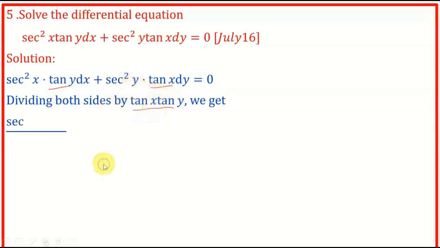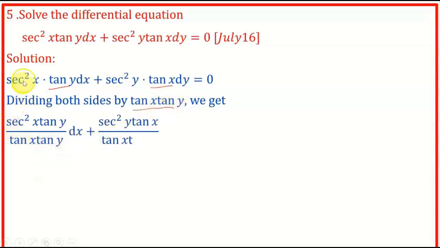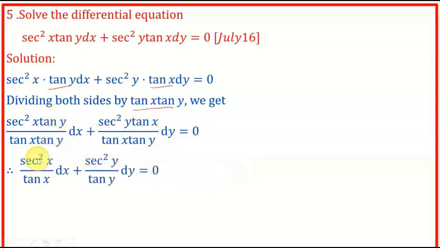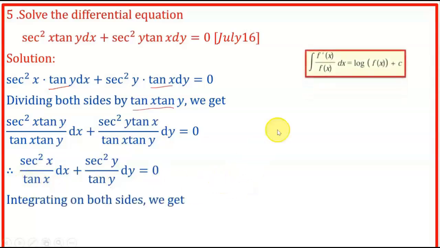Okay, see this here. If you divide by the term tan x into tan y, then you will get sec square x into tan y upon tan x into tan y dx plus sec square y into tan x upon tan x into tan y dy is equals to 0. Okay. Now tan y gets cancelled, and here tan x gets cancelled. Integrating on both sides, that is again of this form, integral f dash of x upon f of x is equals to log of mod of f of x plus c.